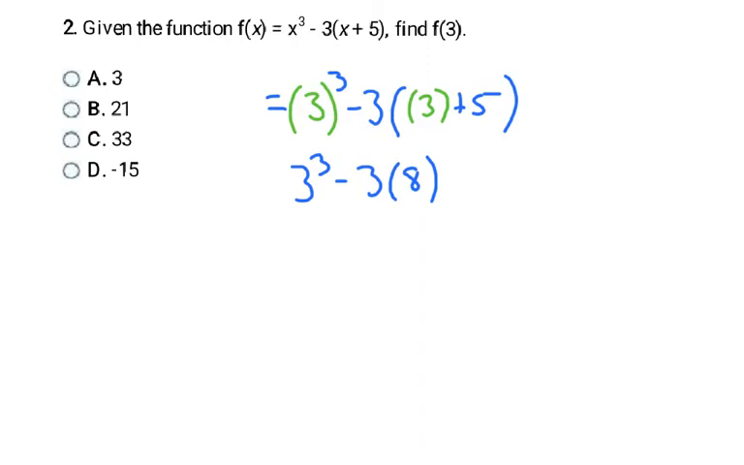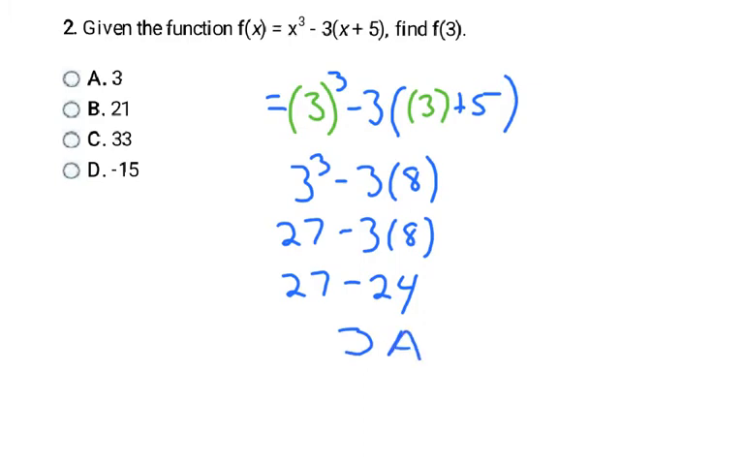Then I'm going to do my exponent next. So 3 cubed is 3 times 3 is 9, times another 3 is 27. Minus the 3 times 8. Then I'm going to do multiplication next. So 3 times 8 is 24. And then last I do subtraction. 27 minus 24 is 3, which is the answer A.